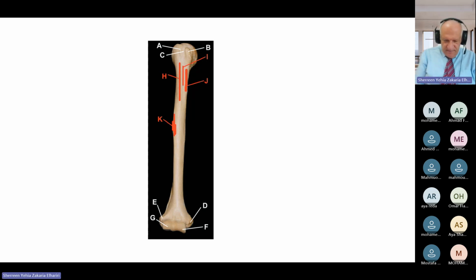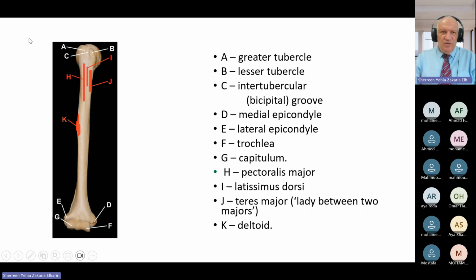Okay, what is K? Attached to what? Again, what is K? Deltoid tuberosity. Okay. All right. So of course this is the anatomy, but what we're looking for is J is teres major, pectoralis major is H. So 2 majors in between latissimus dorsi, and K is deltoid muscle.